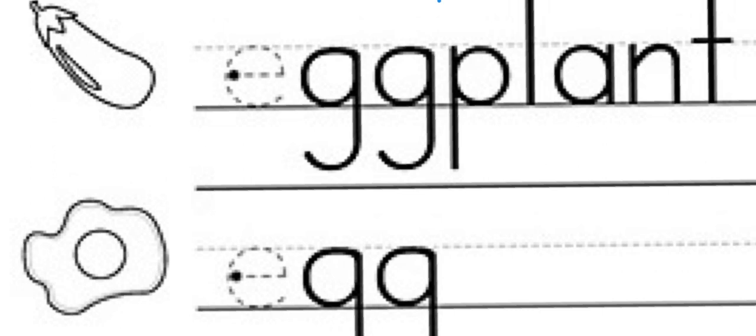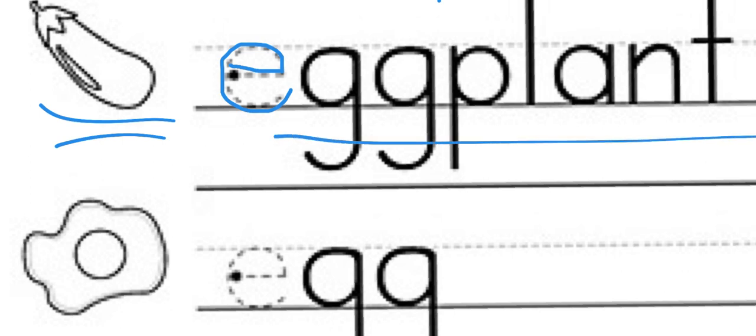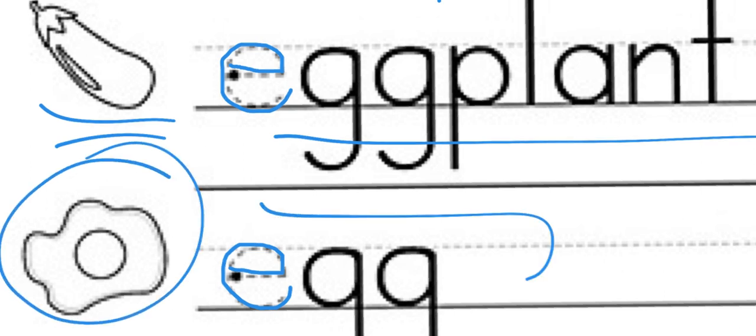Now let's learn how to write the letter. And here we go. From the middle line, I go all the way to the right. Up and around and down. E, as in eggplant. What is it? Eggplant. Again, we go to the right. Up and around and down. E, egg.